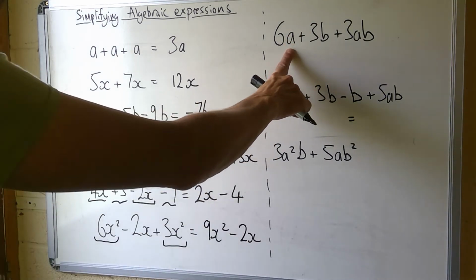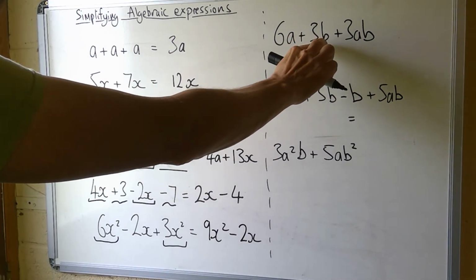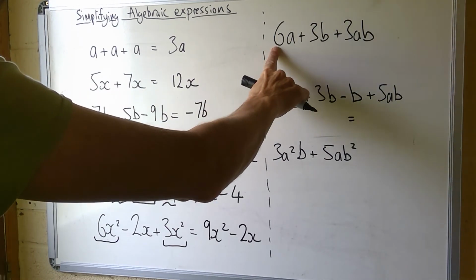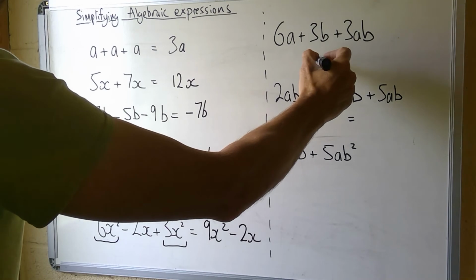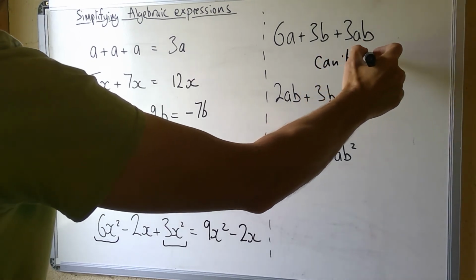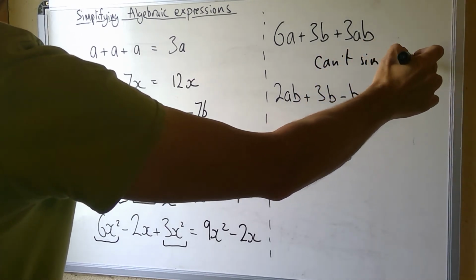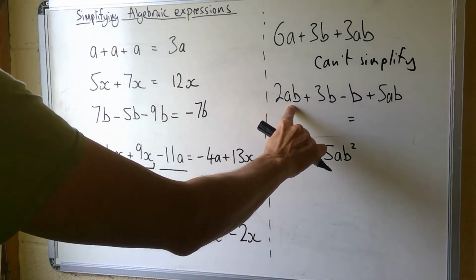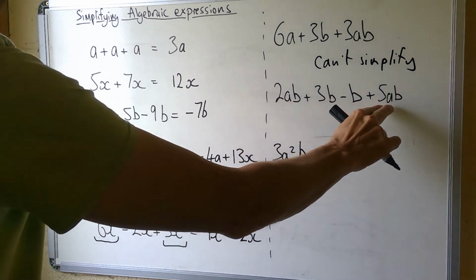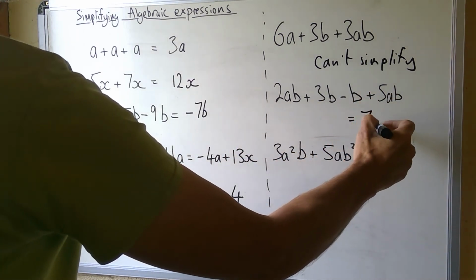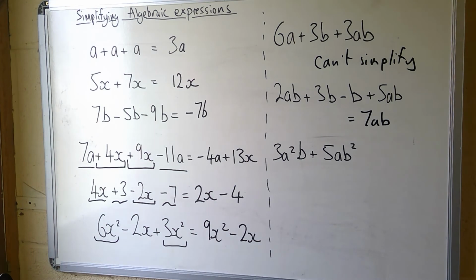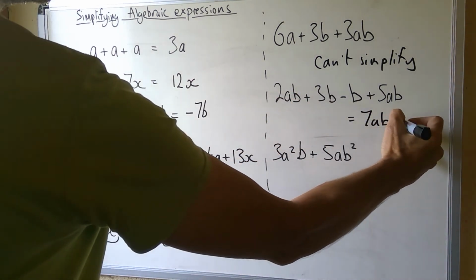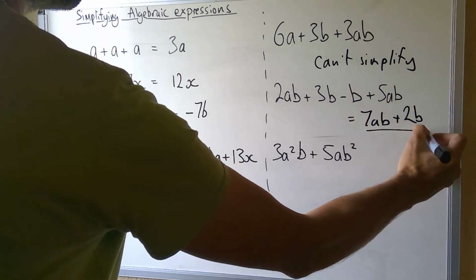If I look at this expression here, 6a plus 3b plus 3ab, and ab is neither an a nor a b, so that one you can't actually simplify. That one you can't simplify at all. This next one, I've got these terms that are ab's. I've got 2ab plus 5ab, that would be 7ab. They're like terms because they're both ab's. And then the b parts, plus 3b minus b would be plus 2b.